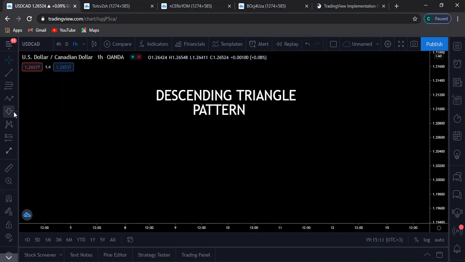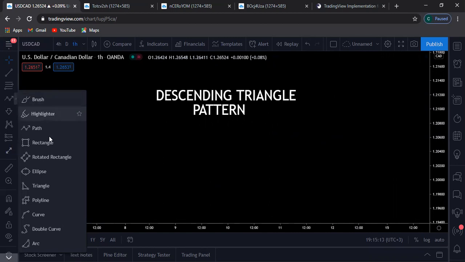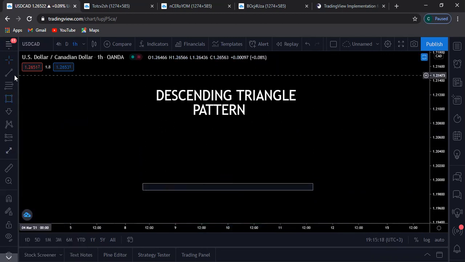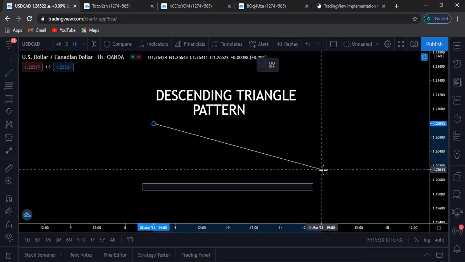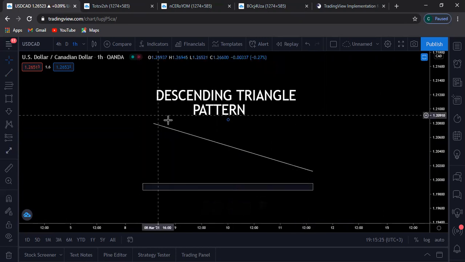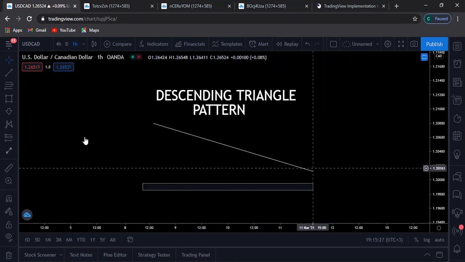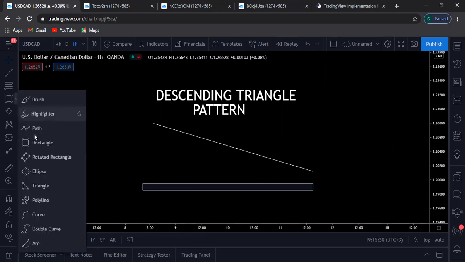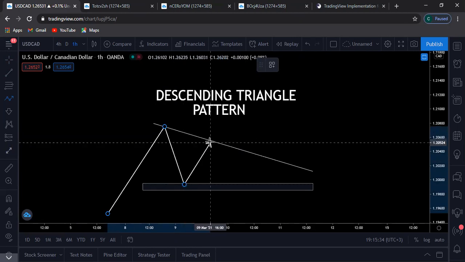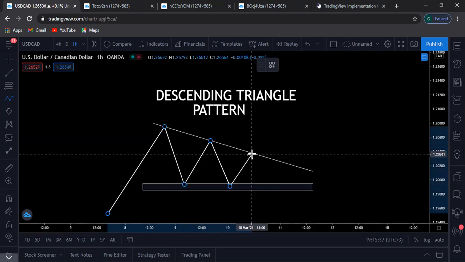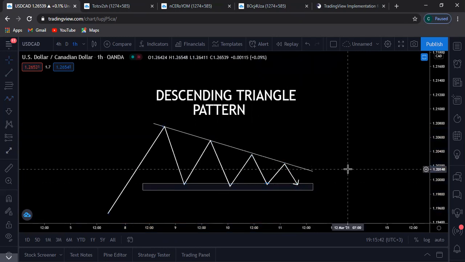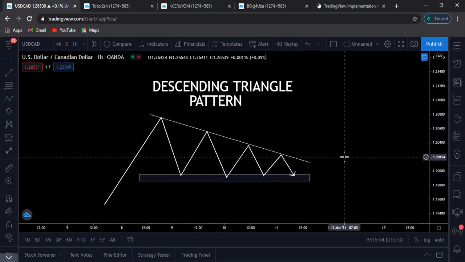A descending triangle pattern is actually self-explanatory. It's a pattern that looks like a descending triangle. The pattern consists of two things: a support area or support zone and a descending trend line. Prices come in here and consolidate between the trend line and the zone. That's how the descending triangle pattern looks.